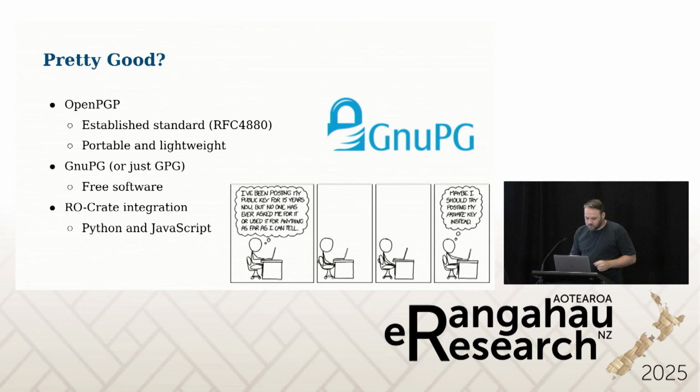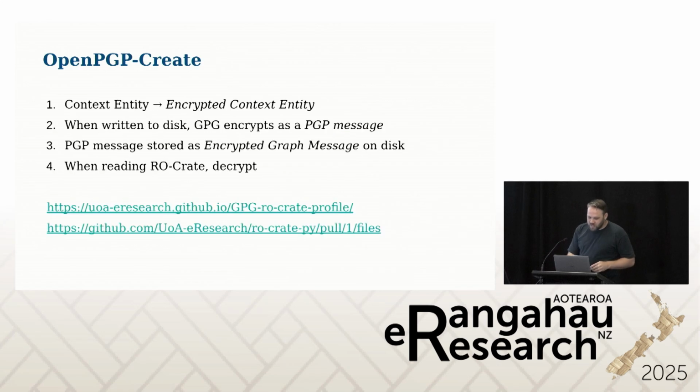I always thought this was hilarious, even before I understood what public key encryption was: someone saying, I've been posting my public key for years, but no one seems to use it. It's a difficult technology to use. And then he says, maybe I should try posting my private key instead, which is very dangerous. I never knew what to do with these things when I first got into security, and it's confusing. We hide a lot of this complexity from the researcher. They do not see this public key operation.